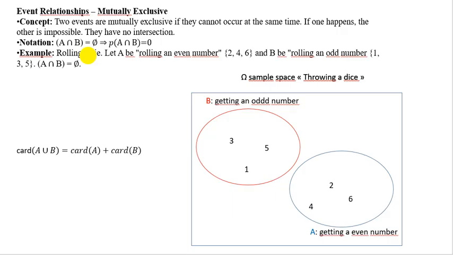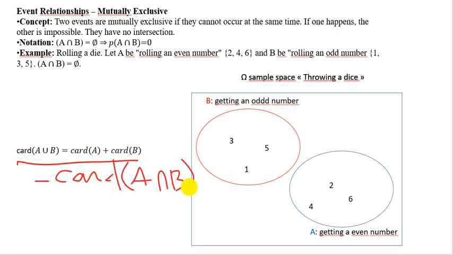We can write the cardinal of their union as this. So it is the cardinal of A plus the cardinal of B. Simply, we didn't add this term of minus the cardinal of their intersection, because this is 0 actually. So we can write the formula directly like this.